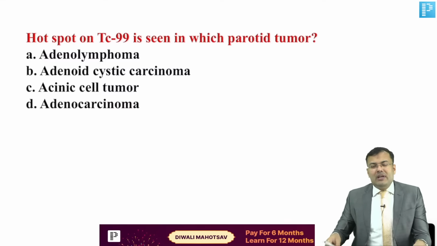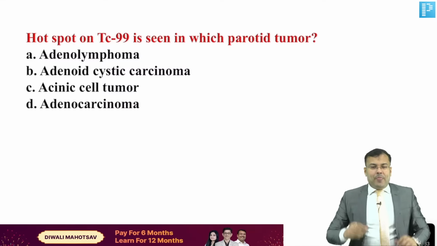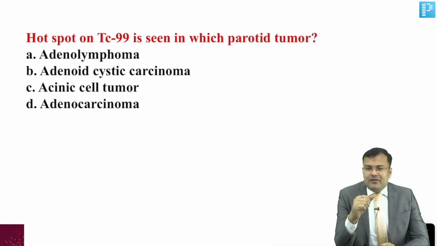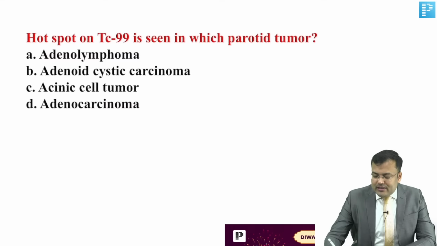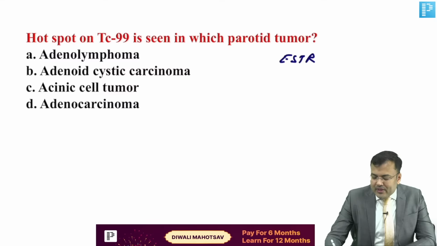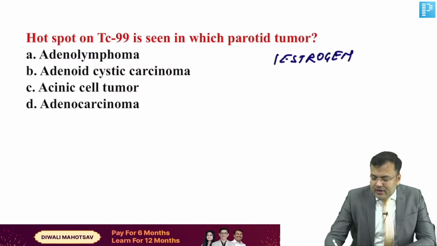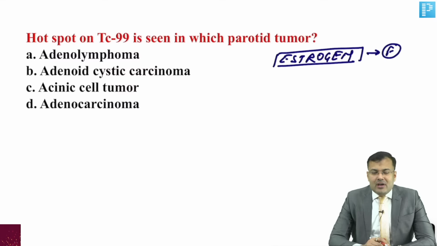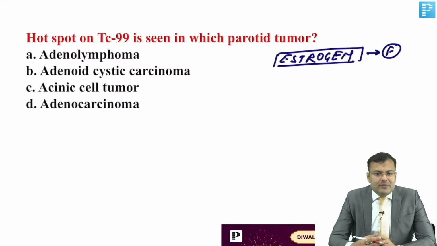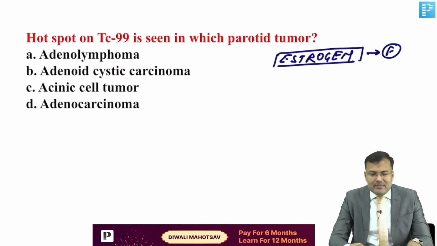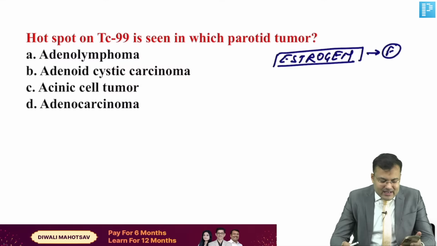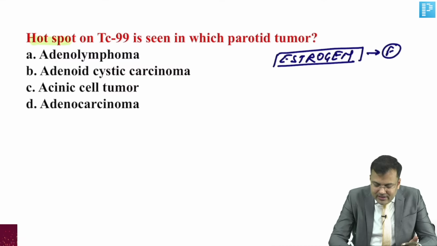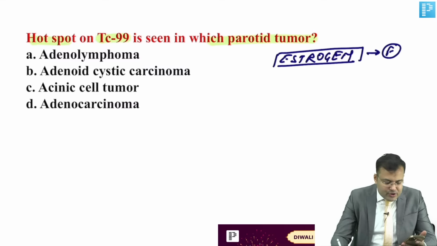Let me tell you something about salivary gland tumors. Very easy question. Estrogen is a risk factor for salivary gland tumors, and if estrogen is a risk factor, the majority of salivary gland tumors are more common in females. Only one exception is there. Which one? Warthin's tumor. First you tell me the answer, then I will discuss the question, guys. Tell me the answer. Hot spot on technetium 99 is seen in which parotid tumor?